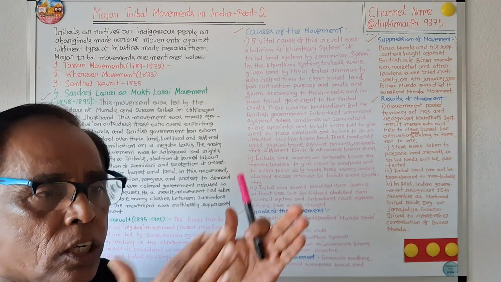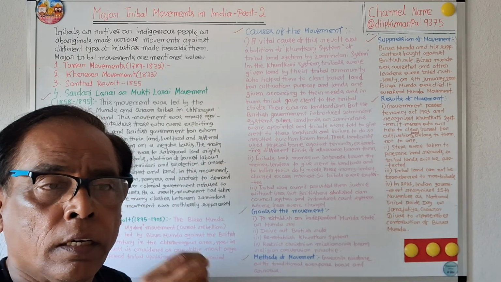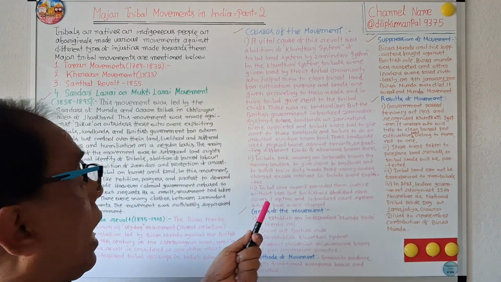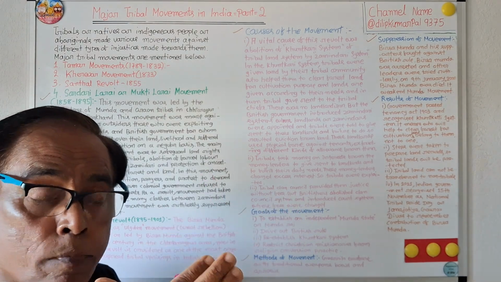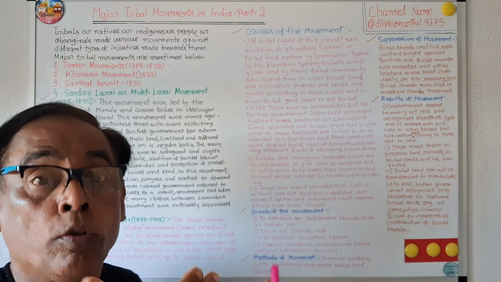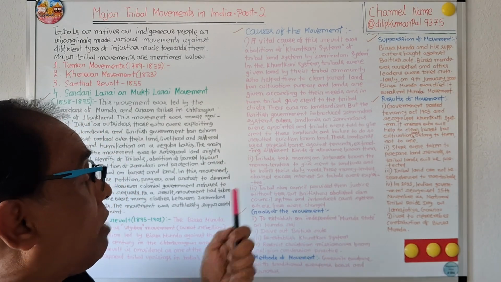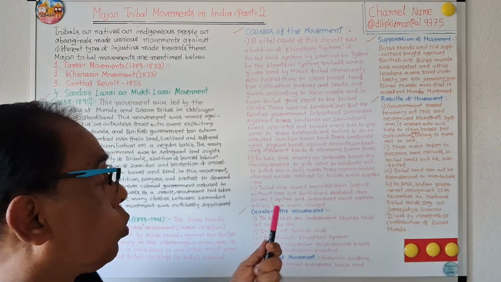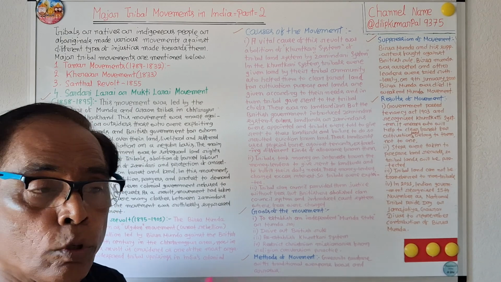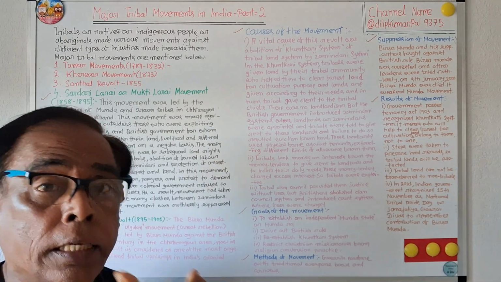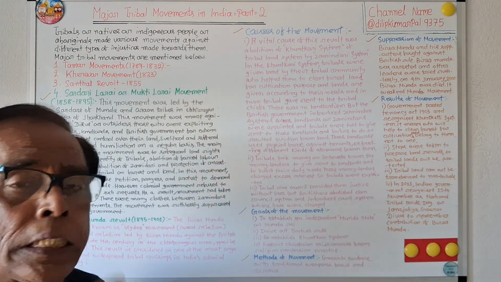Another reason for the Birsa Munda movement was that the British government abolished the clan council system. In the tribal community, there was a clan council system which was giving justice to tribals without fee. But the British government abolished it and introduced a court system where justice is given by taking fees. So it was another reason for the tribal movement. These are the three reasons of the Birsa Munda movement.